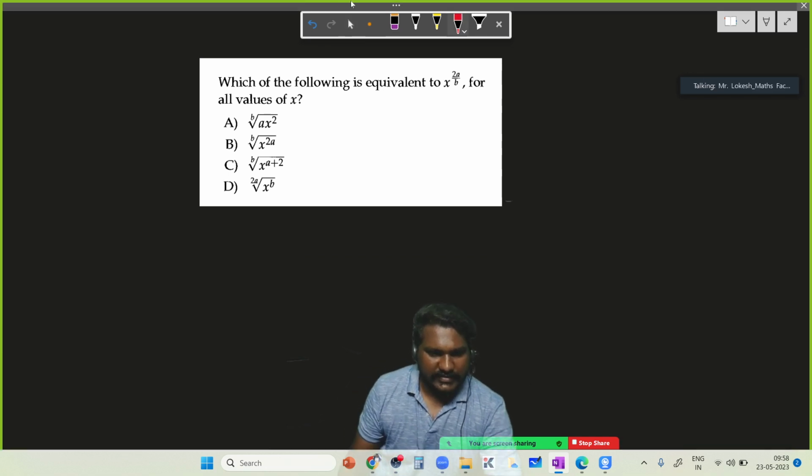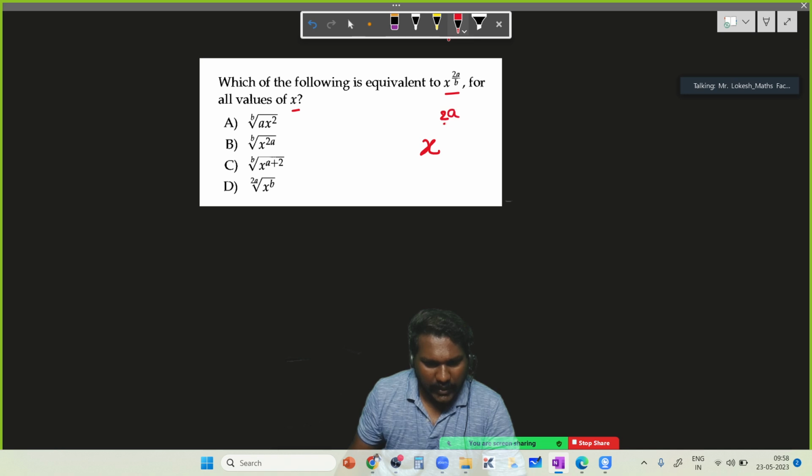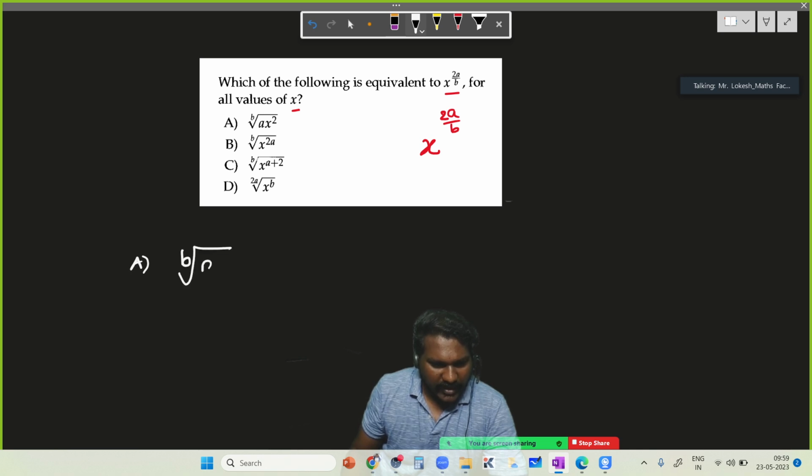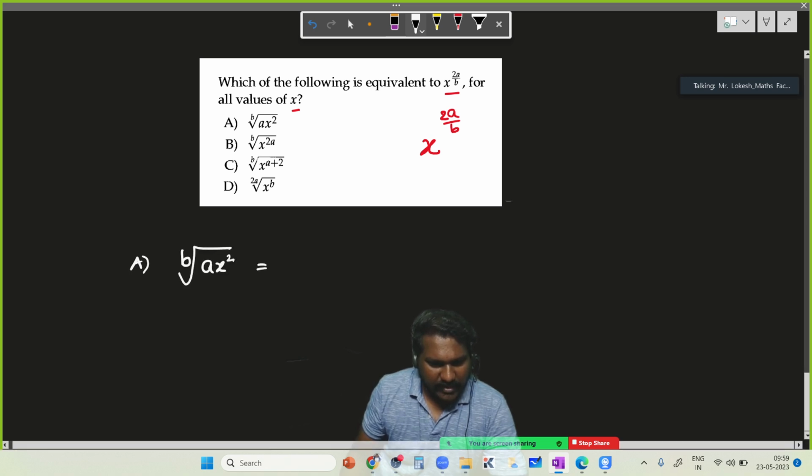Which of the following is equivalent to x power 2a by b for all values of x? We need to solve each and every question and check whether it is equal to x power 2a by b. Now checking option A, we have bth root of ax square. That can be written as ax square whole power 1 by b. I don't think we'll get the answer, so better avoid this option.